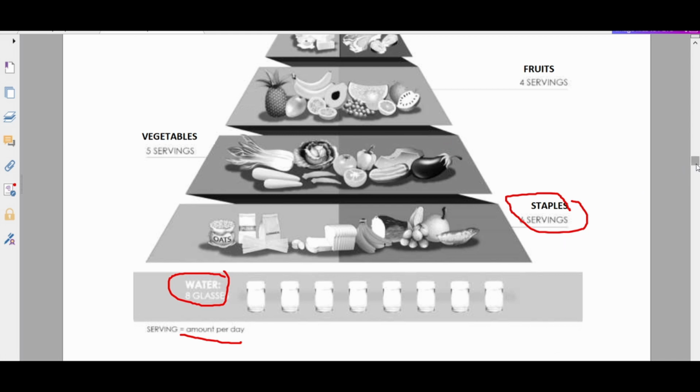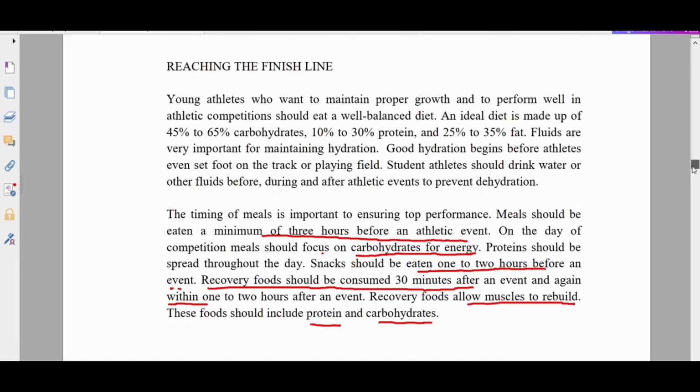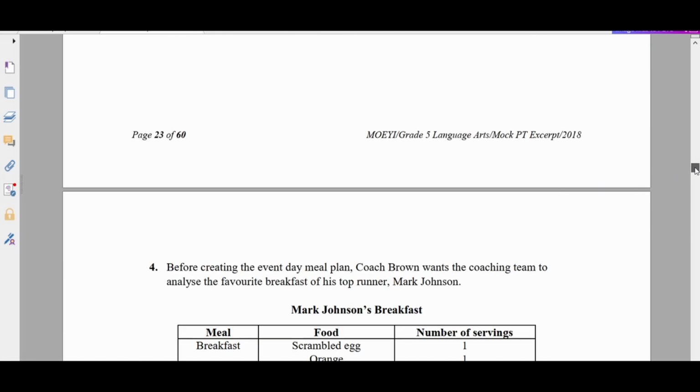In terms of his fruit, 4 servings and the orange would give him 1, right? So clearly that is not a setup we want. It says, here we go, 45 to 65% carbohydrate. This is the most of any of the particular food groups. So, that breakfast would not be well suited.